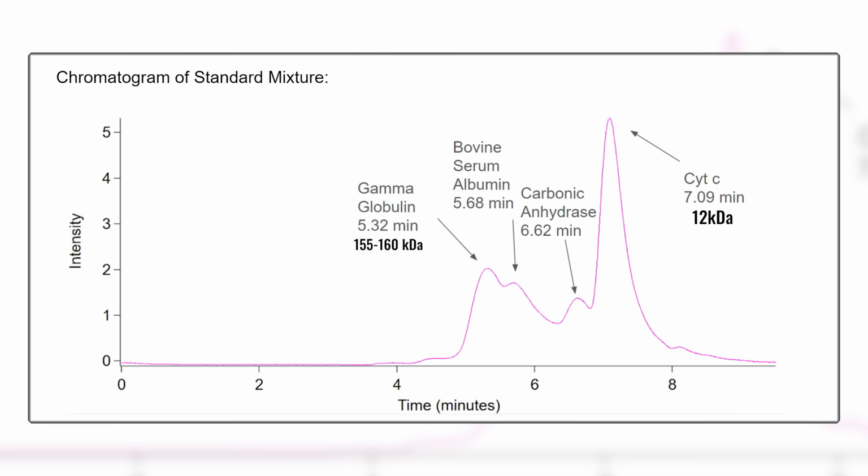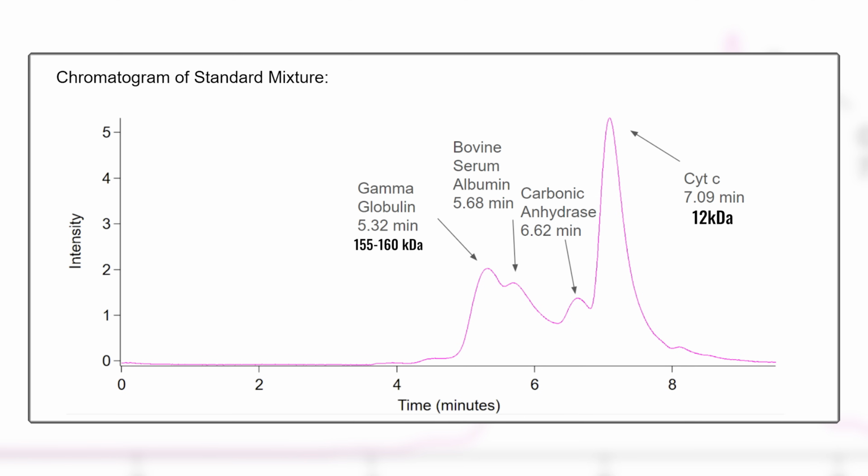Now, I actually want to show a chromatogram of a standard mixture that I did in one of my labs. Gamma globulin had a retention time of about 5.32 minutes and a molecular weight of about 155 to 160 kilodaltons. Cytochrome C, on the other hand, had a retention time of 7.09 minutes and a molecular weight of 12 kilodaltons. This is a good example of the larger molecular weight and/or size coming first and the smaller molecular weight or size coming last.